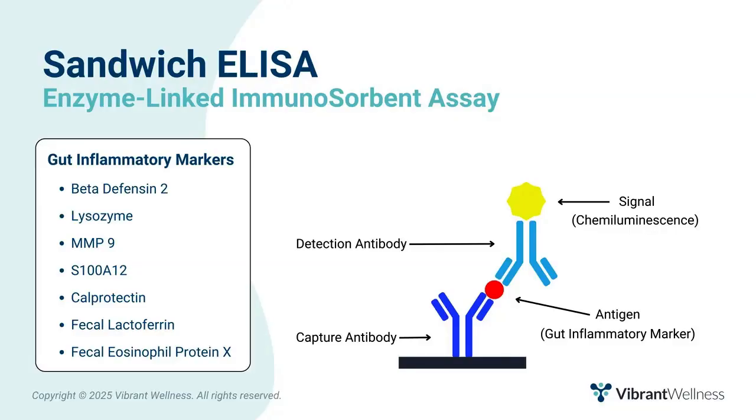ELISA methodology is a commonly used laboratory technique to detect and quantify substances such as proteins, antibodies, antigens, and hormones. It's widely applied in immunology, diagnostics, and research.